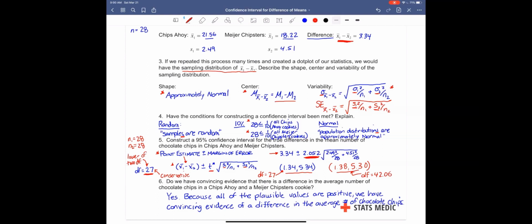If you're going to go with the calculator answer and the calculator degrees of freedom, then this T star value is no longer correct. And so I would just leave it as a variable of T star there when you're showing your work.